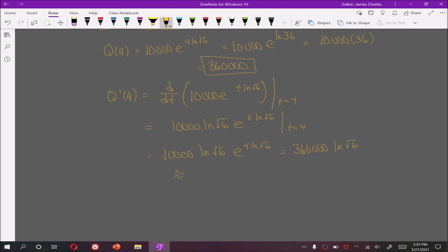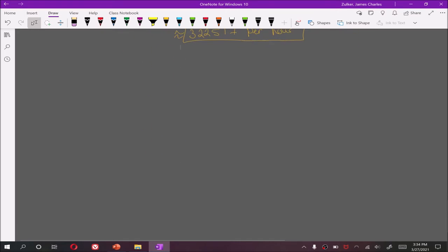If we approximate this, and of course we want to keep it to the nearest whole number since we're dealing with number of bacteria, we find it is about 322,517 per hour. Right? What this means is that right at 4 hours, approximately 322,517 more bacteria will appear in the next hour. Right, now for our next example.